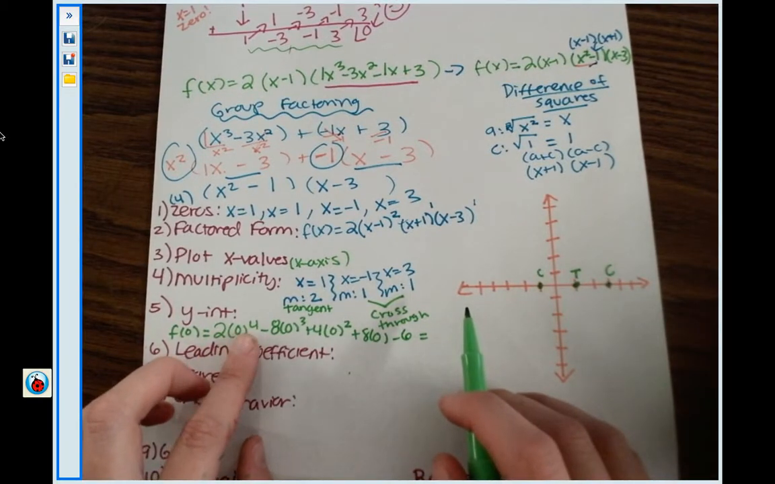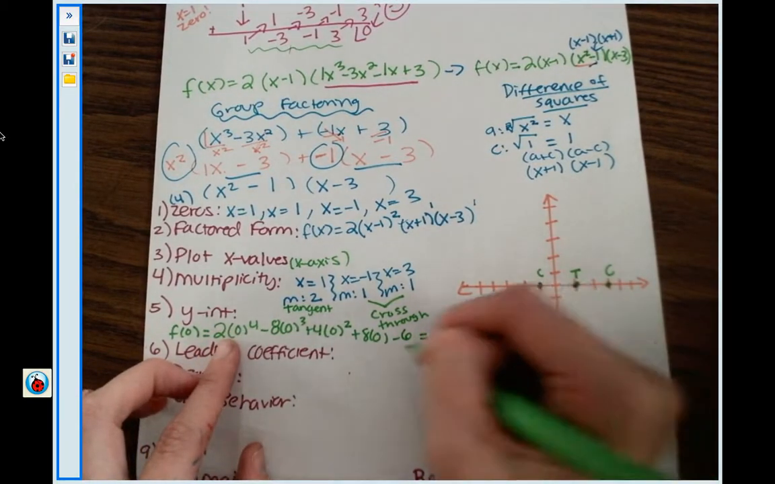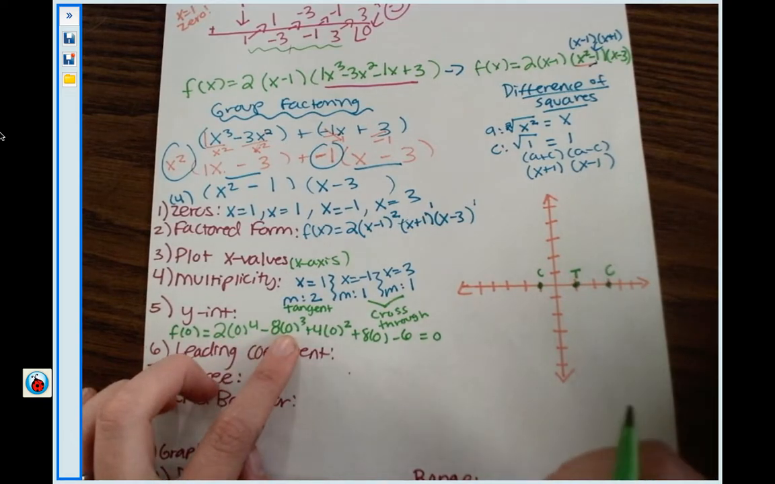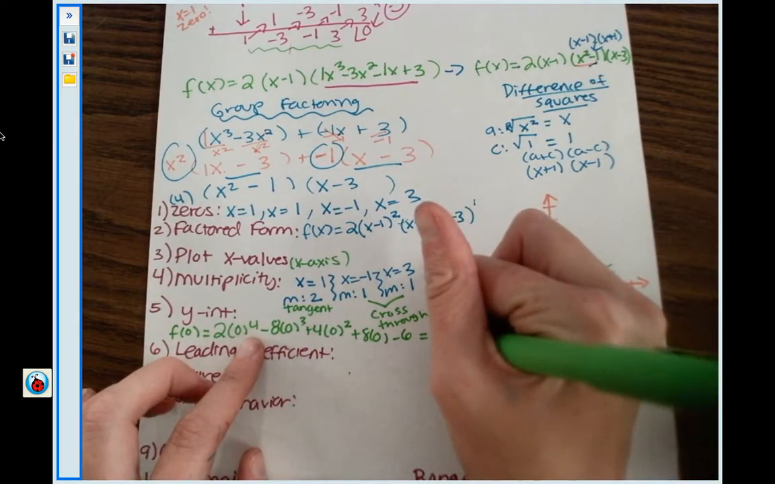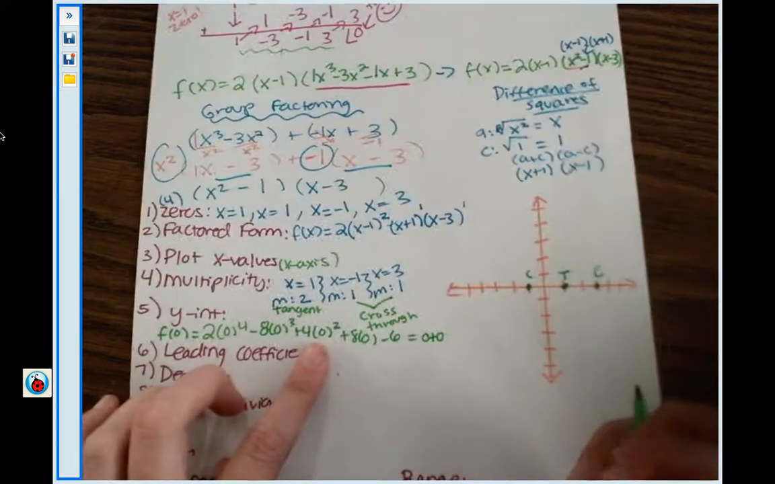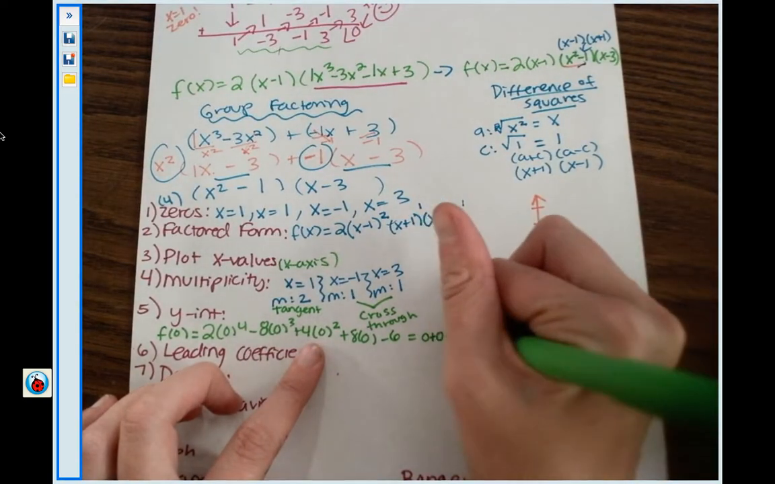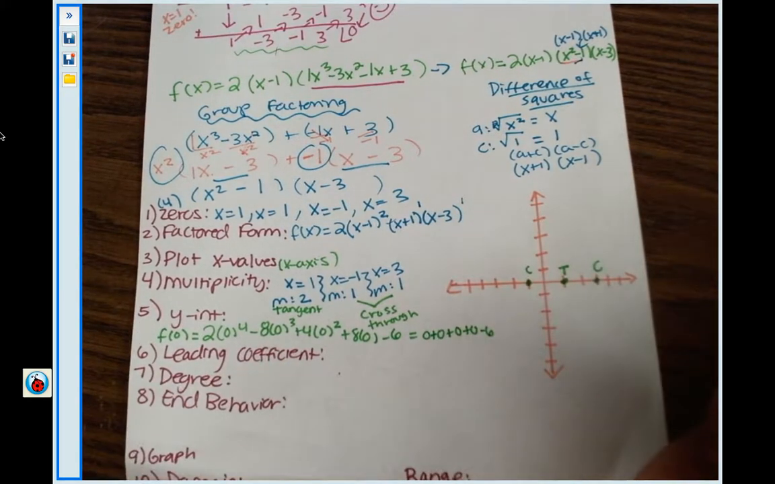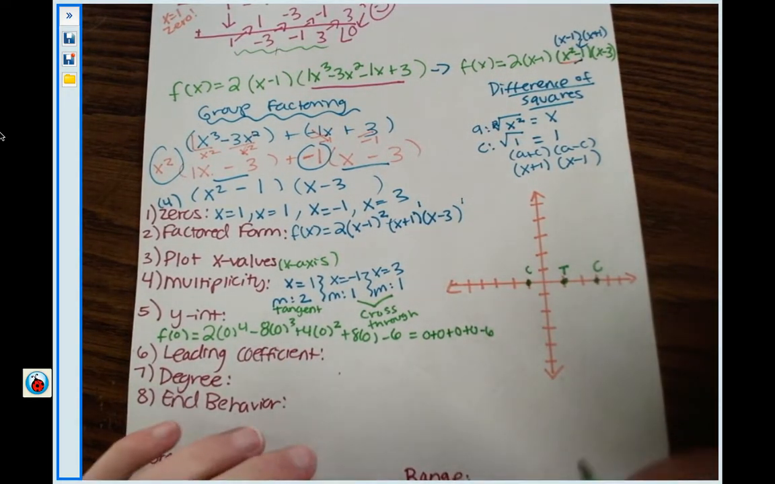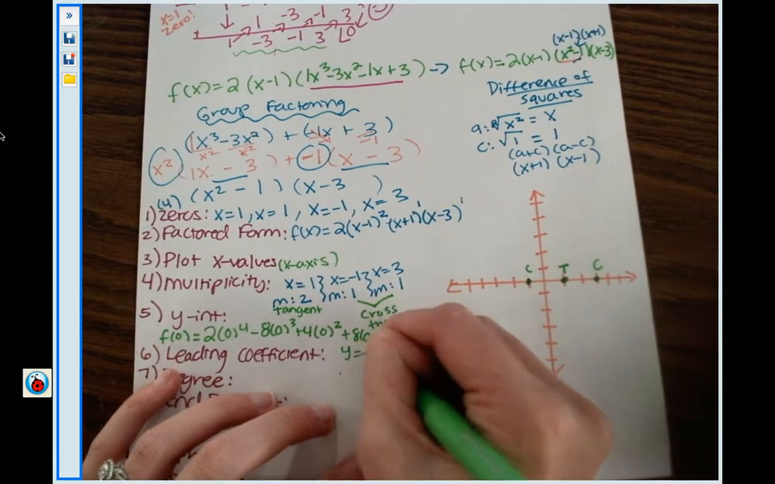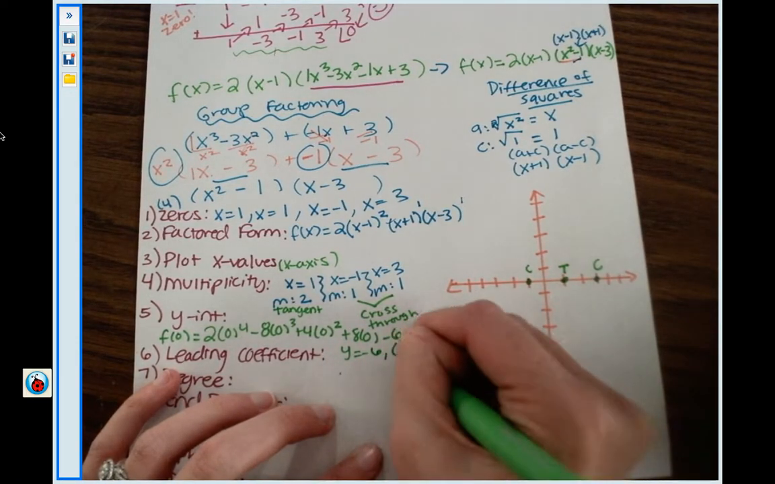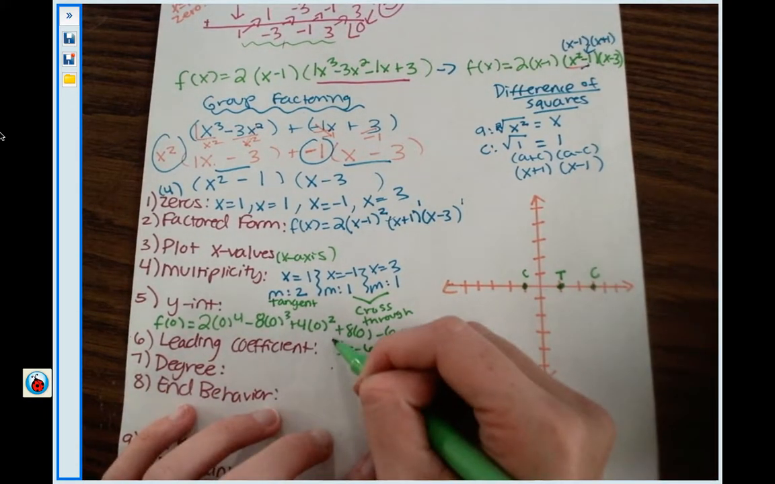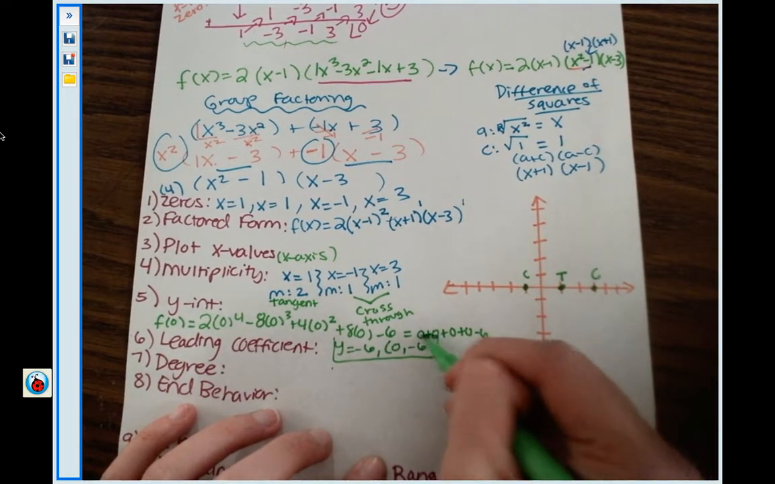0 to the fourth is 0, and 0 times 2 is 0. And 0 to the third is 0, and 0 times negative 8 is 0. 0 squared is 0, times 4 is 0. 0 times 8 is 0, and then minus 6. So what we get for our y-intercept is negative 6. So y equals negative 6, or you can write the point 0, negative 6. Nice. So this is our y-intercept.